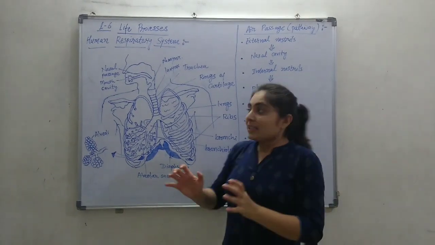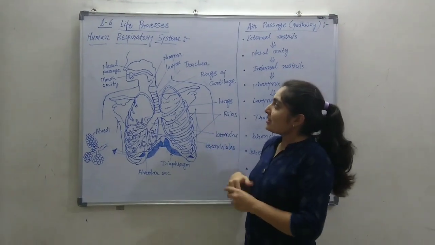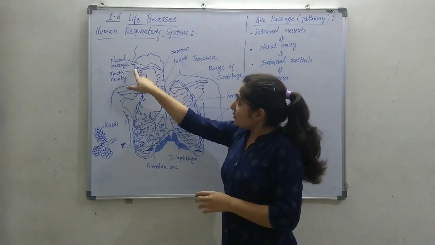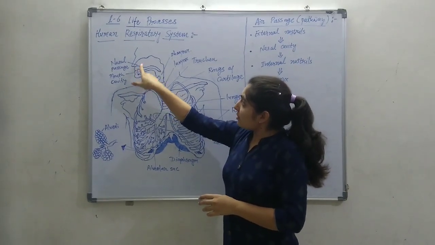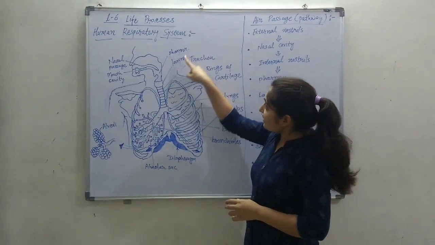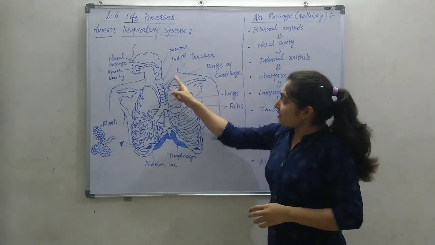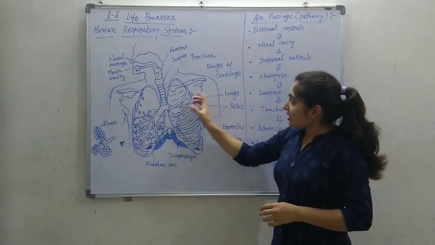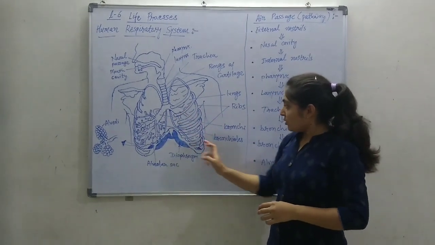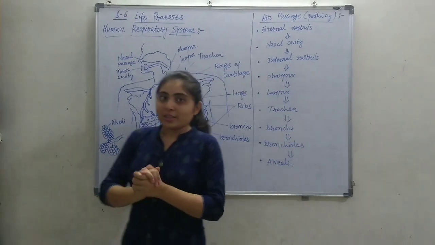So how does it work? This diagram shows the human respiratory system. The organs included in the human respiratory system are the mouth, the nose, that is the nasal cavity, then the pharynx, larynx, trachea, which is surrounded by rings of cartilage, and the lungs. Inside the lungs are the bronchi, bronchioles, and alveolar sacs. Now, how does it work?